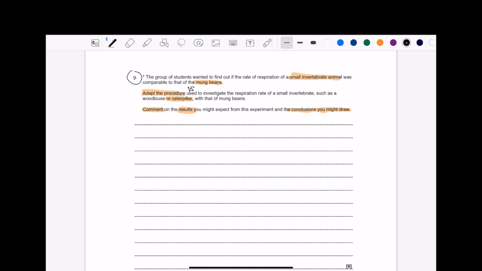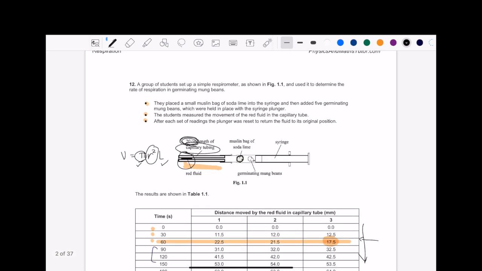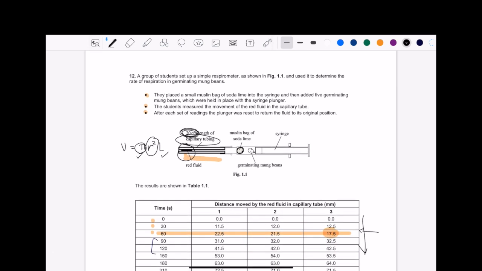So before this question, we saw this experiment, didn't we? Now, this is how they are investigating and determining the rate of respiration of the mung beans. So we basically do the same thing for the caterpillar, but.